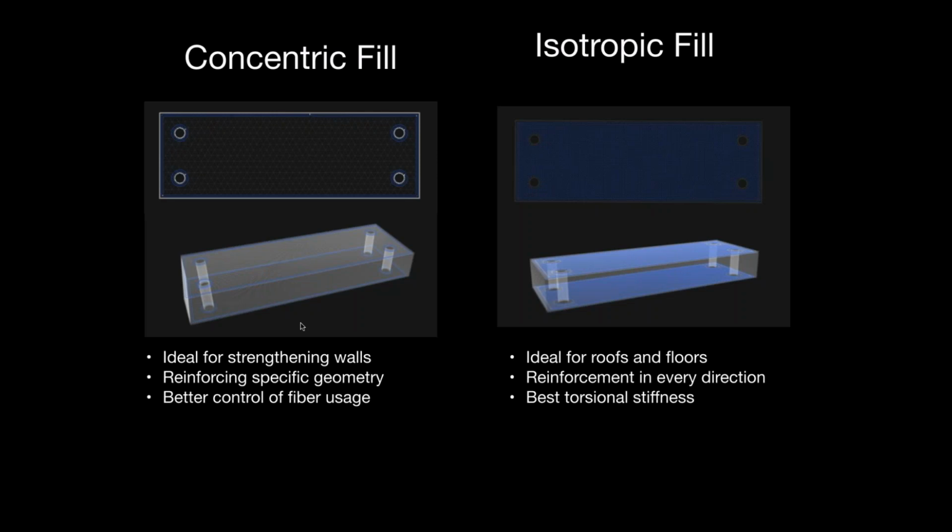Situations where we're going to be using concentric fill are to strengthen walls and reinforce those specific features within the part. The big advantage of using concentric over isotropic is you're going to have better control over the fiber usage. So I can say, okay, I want 1 wall, I want 10 walls, I want 50 walls, and that's all going to influence the strength of the part and also the cost of the part, along with how long it's going to take to print. And we'll play around with those variables a little later on when I go through a demo of Eiger.